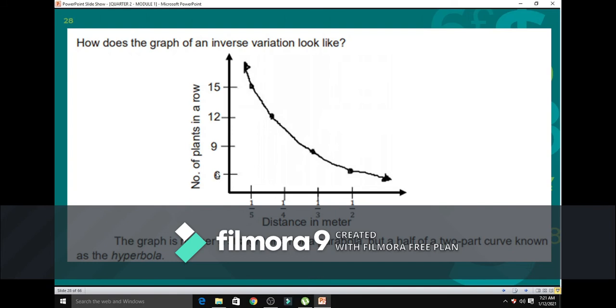So, hindi siya straight line, hindi siya parabola, but a half of a two-part curve known as the hyperbola. So, ito ay parang parabola na nakaharap sa kanan. Pero kalahati lang yan. So, ang tawag natin doon ay hyperbola. So, hyperbola is the graph of an inverse variation.